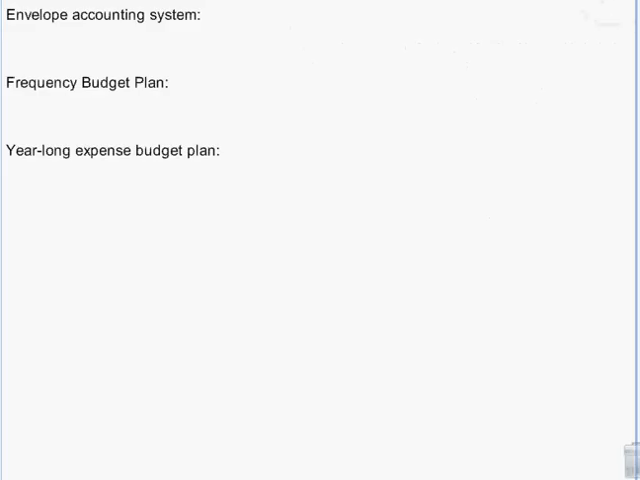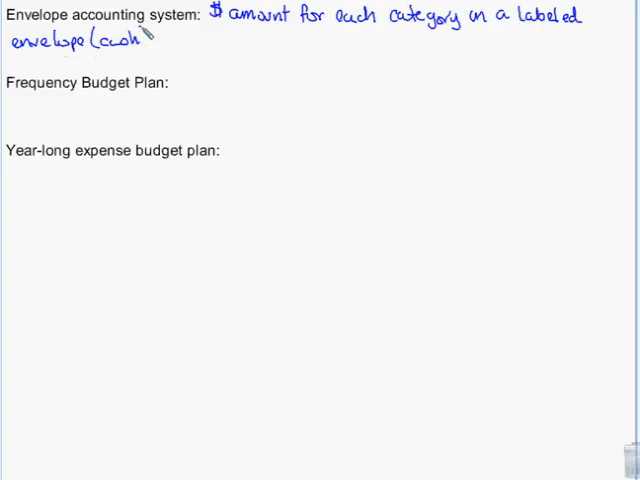For some people, this works. You put the dollar amount for each category in a labeled envelope. Okay, this is cash. This is basically a cash accounting system. So you put the dollar amount for each category in a labeled envelope. When the envelope's empty, that money's gone.